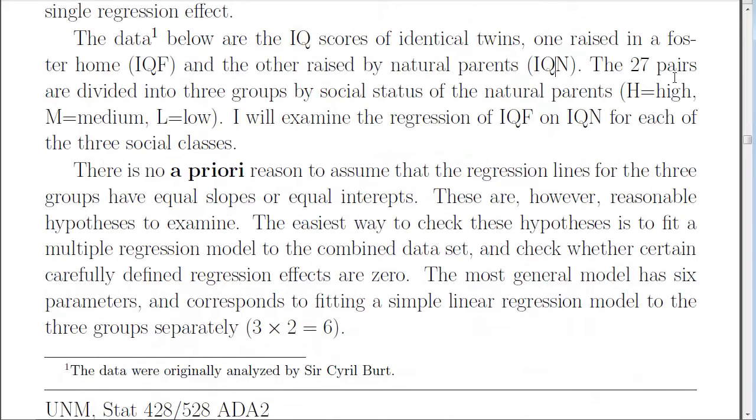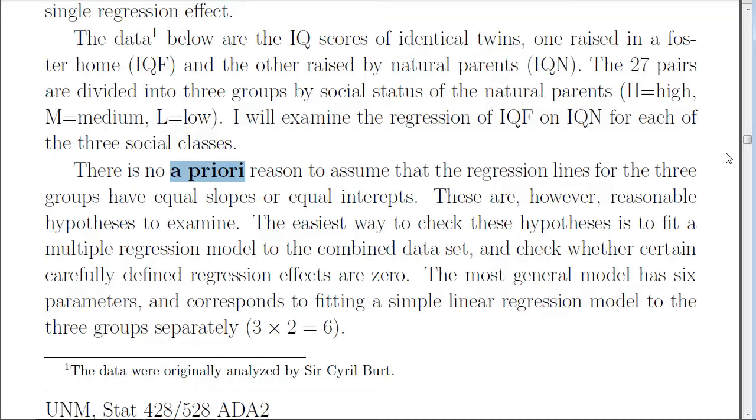So we have 27 pairs of twins, which we're going to separate by socioeconomic status. We'll have a high status, a medium status, and a low status. And these are the status of the natural parents, because that's the condition under which the fetuses were developing. And a priori, that means before we observe the data, there's no reason to assume that these regression lines are going to be different or equal or anything.